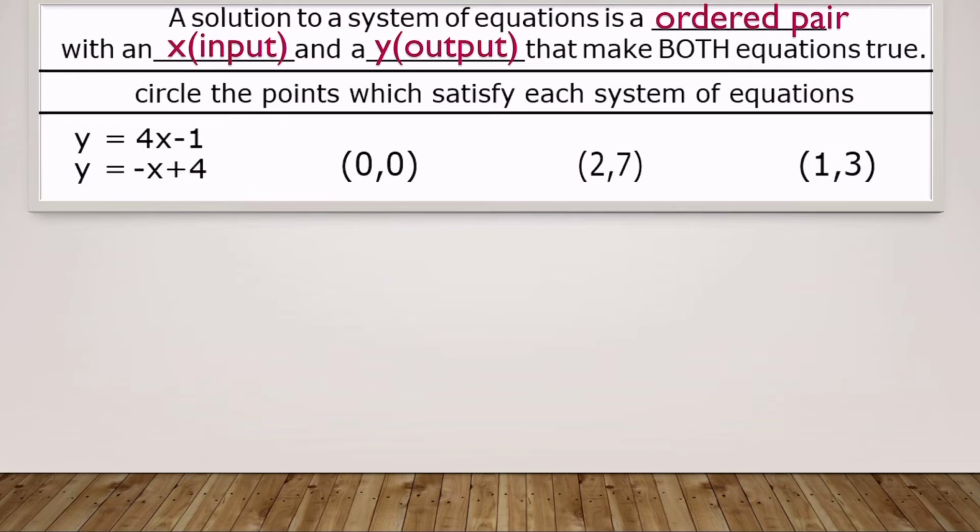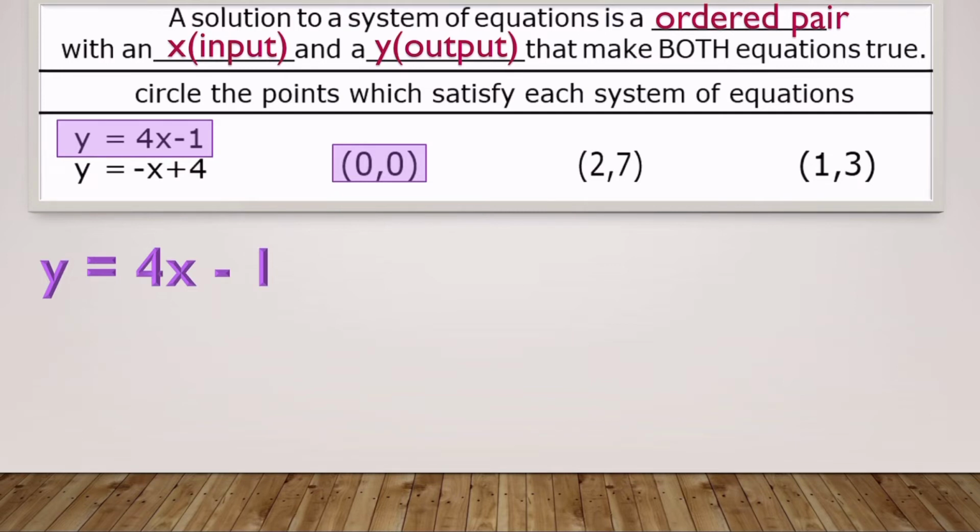I've got two equations. That is a system, but I have three ordered pairs. Not all three of them can be a solution, so I need to test it. Let's start with this first ordered pair. That's x comma y. I'm going to take the first equation and I'm going to test it. Okay, so write your equation on the bottom.